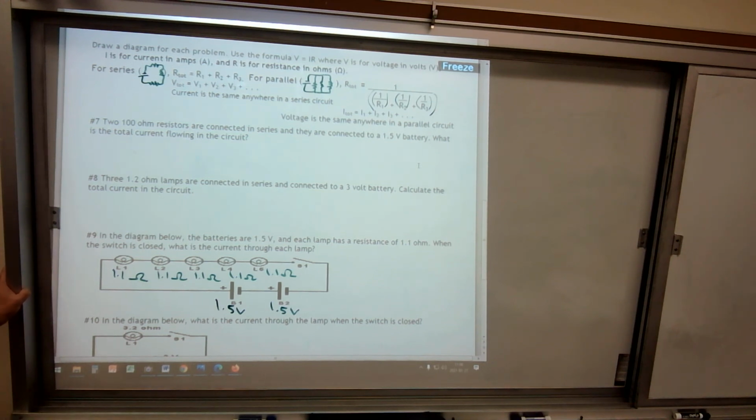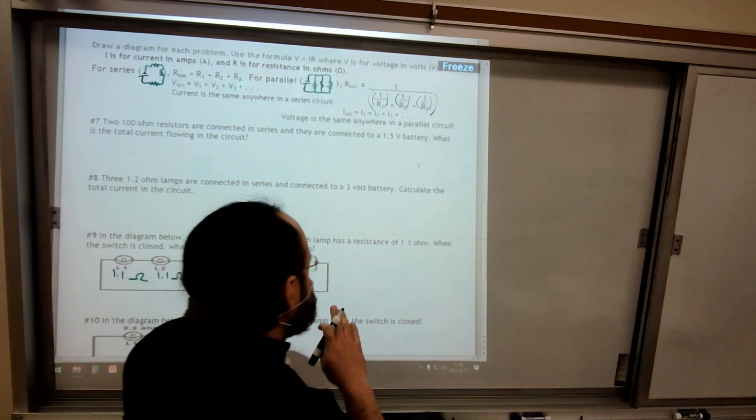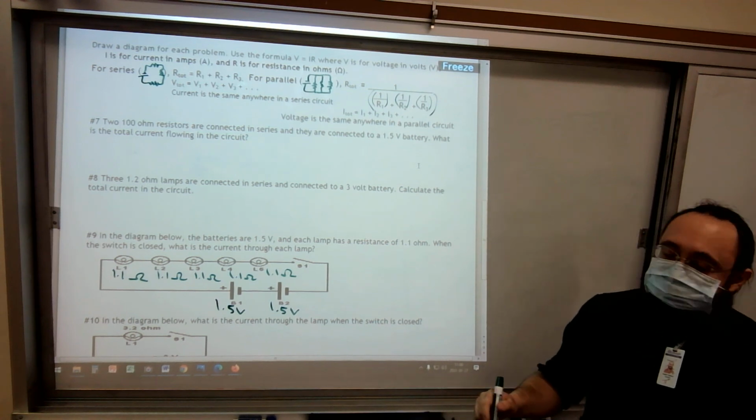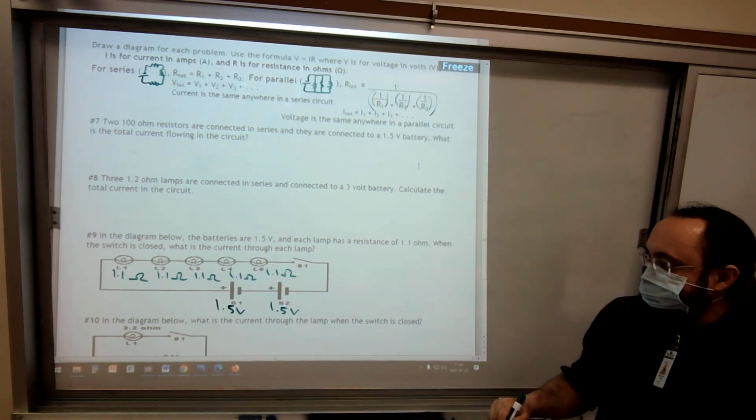And it's asking what's the current through each lamp. On your assignment, it asks you for the total resistance and the total voltage, because you have to find those in order to find the current through each lamp. So let's go ahead and do that.